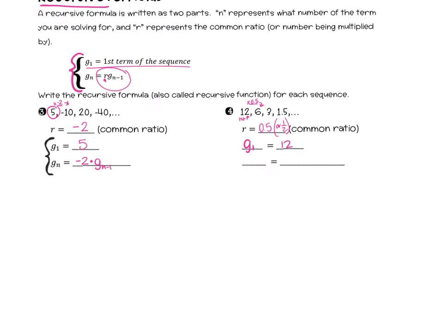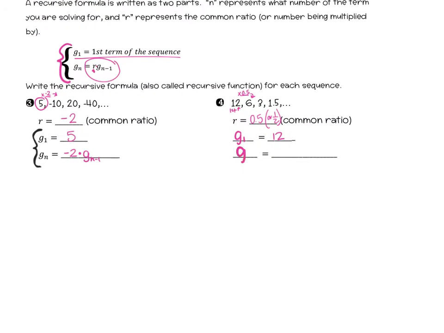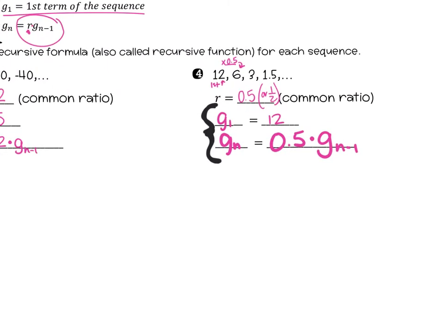Okay, and then my next one, I would say Gn equals R, well, the common ratio, or R, was 0.5 times Gn minus 1. You are given the formulas on the quiz that we'll have. You will have to remember kind of what goes where, but you do have those.